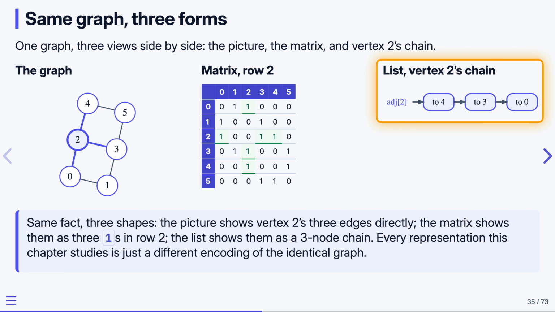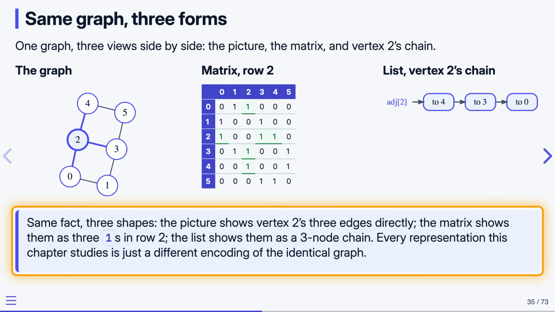The right side is the adjacency list. Vertex 2's chain, written edge at index 2, has 3 nodes, one to vertex 4, one to vertex 3, and one to vertex 0. So the same fact takes 3 shapes. The picture shows 3 edges, the matrix shows 3 ones in row 2, and the list shows a chain of 3 nodes. Every representation in this chapter is just a different encoding of the identical graph.